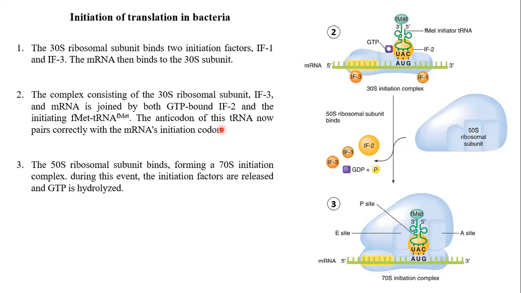And now the third step. In the third step, the large subunit will bind. This 50S ribosomal subunit binds to the 30S, this entire complex, so that now you can see the sites are complete. This is the E site, this is the P site, and this is the A site. When the large subunit binds, GTP gets hydrolyzed to GDP and phosphate, and all the initiation factors are released. So with the binding of the ribosomal subunit, this GTP gets hydrolyzed. So this is the third step.